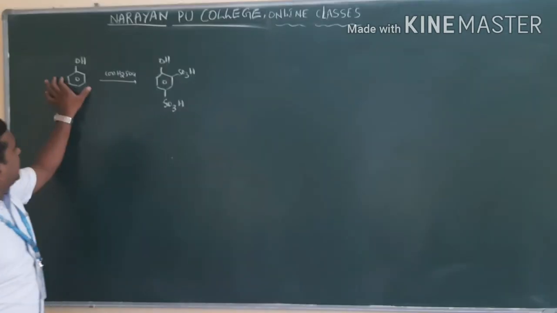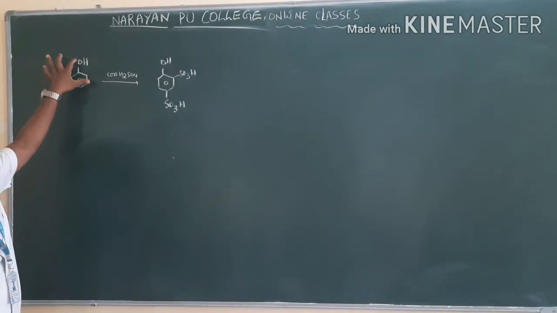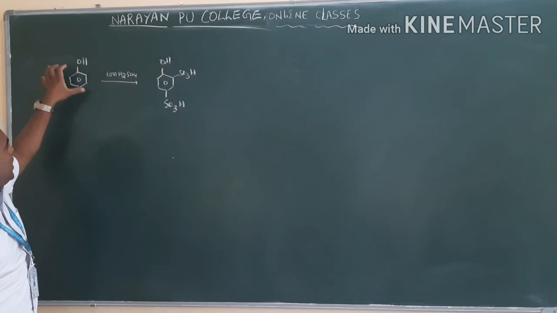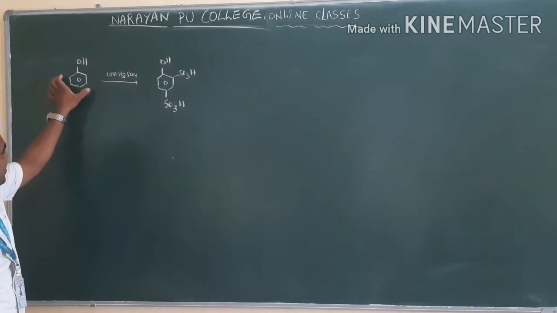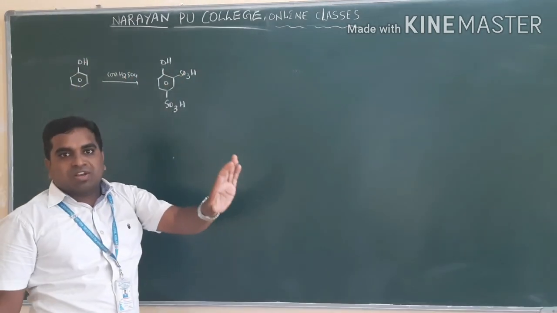Now you see, previously this benzene ring is highly activated by the donation of electrons from the oxygen of the OH group. This OH group donates electrons to the benzene ring, so the benzene ring is highly activated, and it easily undergoes oxidation with HNO3.